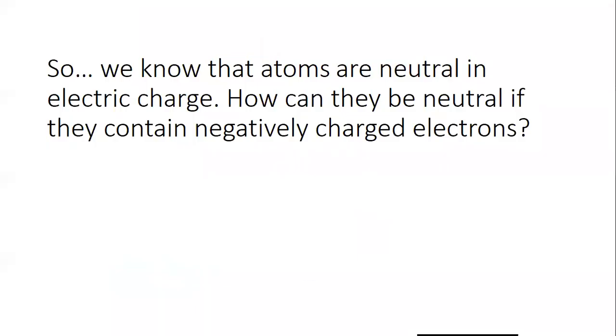So question, we know that atoms are neutral in electrical charge. How can they be neutral if they contain negatively charged electrons? Take just a moment and pause the video. I want you to think about this question. How can atoms be neutral if they contain negatively charged electrons?